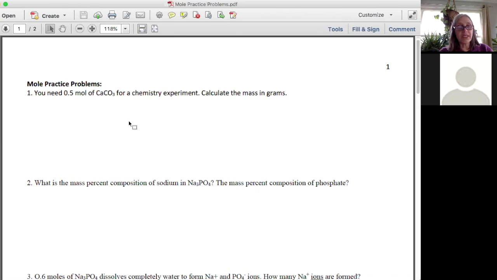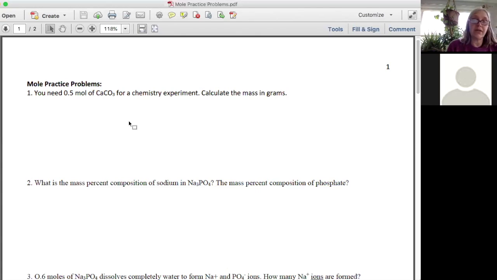The first one is, and these are all very similar to the homework problems, so hopefully if you can do these, you can do the homework as well. The first question says you need 0.5 moles of calcium carbonate for a chemistry experiment. Calculate the mass in grams.